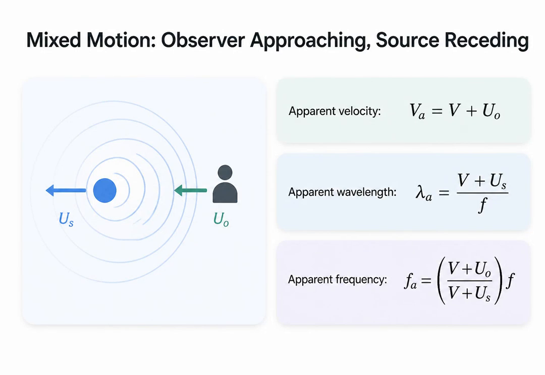Similarly, if the observer is approaching while the source is receding, we have another competing situation. The observer's motion increases the relative wave speed, raising the frequency, while the source's retreat stretches the wavelength, lowering it. The resulting frequency is determined by the ratio of v plus u0 to v plus us. This demonstrates how the Doppler formula dynamically adjusts to any combination of velocities.